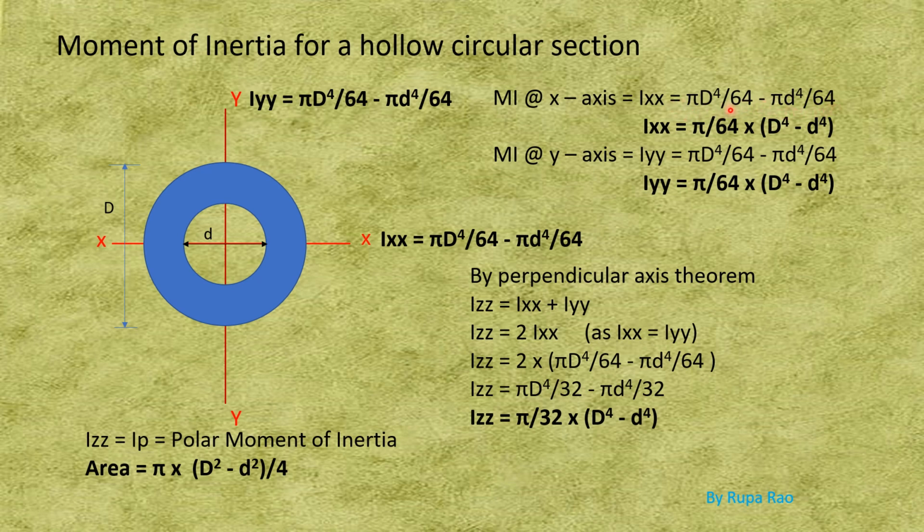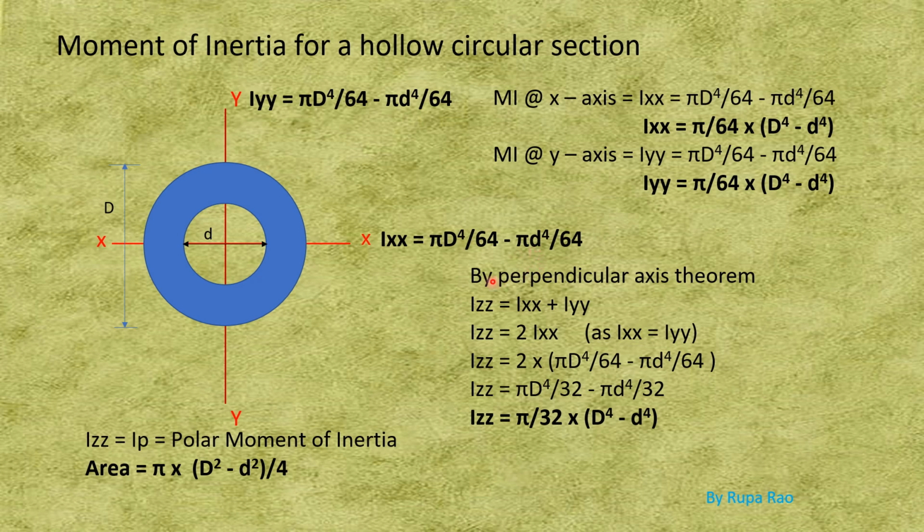If pi by 64 is taken out common, then it becomes Ixx is equal to pi divided by 64 into bracket open capital D raised to 4 minus small d raised to 4 bracket close. Ixx and Iyy are equal, so Iyy also will be equal to pi divided by 64 into bracket open capital D raised to 4 minus small d raised to 4 bracket close. So this is the moment of inertia for yy, and this is for xx.